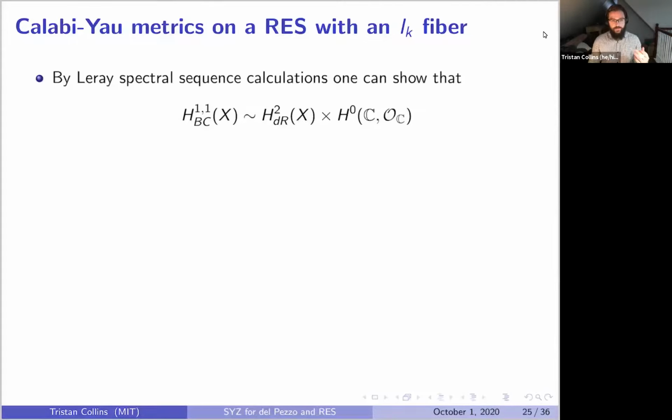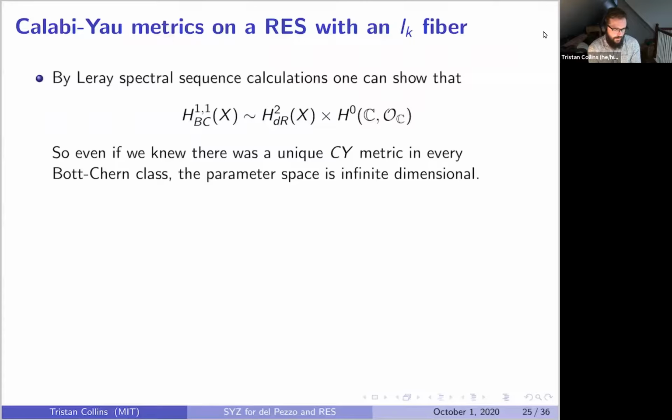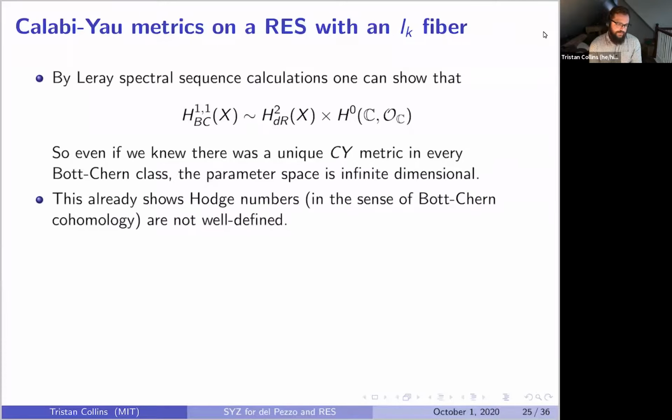So if you wanted, for example, to define Hodge numbers in terms of Bott-Chern cohomology, which is what you would do in the case of a compact Calabi-Yau manifold, you're going to have a hard time. Well, at least you'll just get infinity, which is not very interesting. In particular, even if you knew that there was a unique Calabi-Yau metric in every Bott-Chern class, the parameter space is still infinite dimensional, and you don't get a well-defined Hodge number. Well, I guess it's well-defined, but it's just infinity. So this shows that if you want to do mirror symmetry for Hodge numbers, you need to do some work.